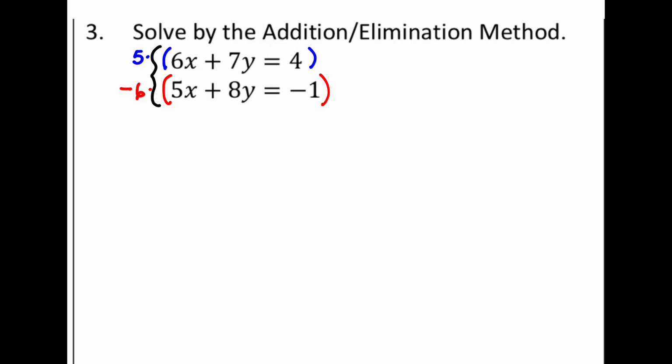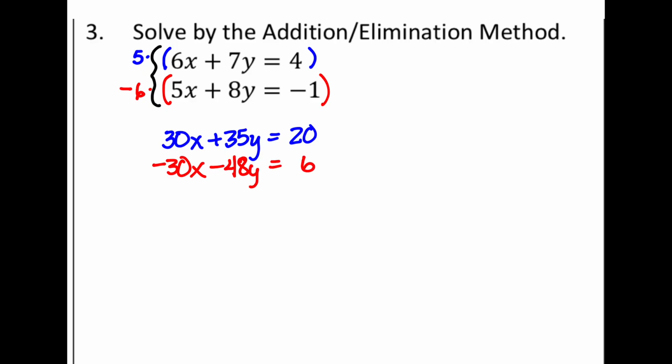Okay, so let's see what I have. I'm going to rewrite these. 5 times everything. So now I'm doing this and this. But again, I'm not going to write that. And I get 30x add 35y equals 20. Second equation becomes negative 30x minus 48y equals 6. And now this becomes my new system.